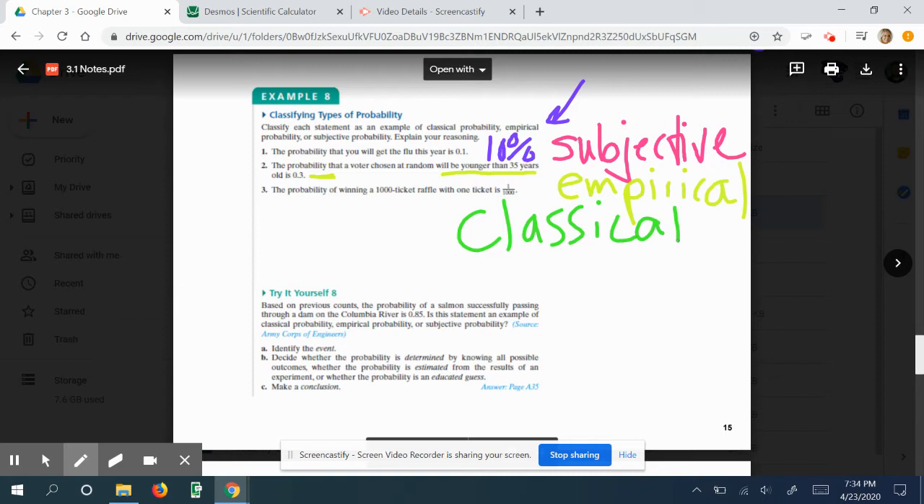So what I would like you to do is try this one right here. It says based on previous counts, the probability of a salmon successfully passing through a dam in the Columbia River is 0.8. What type is that? I'd like you to figure out which type that is now.